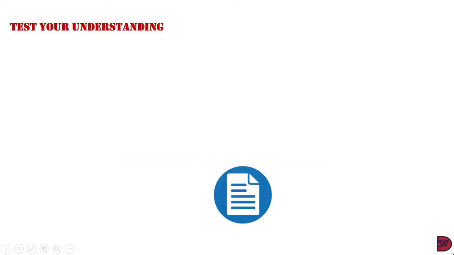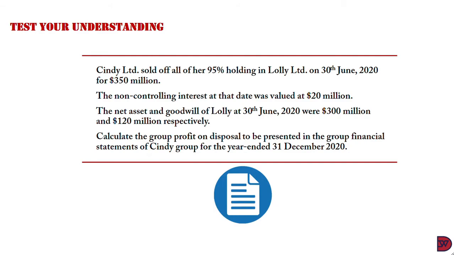Let's further test our understanding again. Cindy Limited sold off all of her 95% holding in Lolly Limited on 30th June 2020 for $350 million. The non-controlling interest at that date was valued at $20 million. The net assets and goodwill of Lolly at 30th June 2020 were $300 million and $120 million respectively. We have to calculate the group profit on disposal to be presented in the group financial statement of Cindy Group for the year ended 31st December 2020.